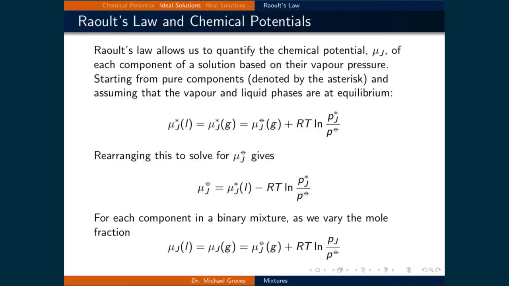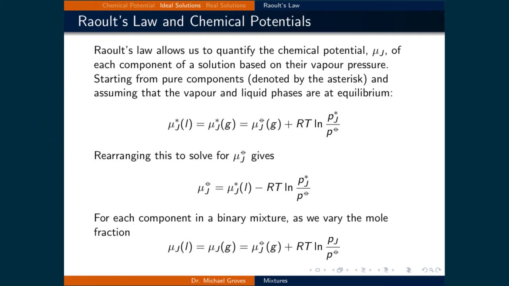Raoult's law also allows us to quantify the chemical potential, mu sub j, of each component of a solution based on their vapor pressure. Starting from pure components denoted by the asterisks, and assuming that the vapor and liquid phases are at equilibrium, we can say the chemical potential of the pure liquid substance is equal to the chemical potential of the pure gas. This is also equal to the standard chemical potential of the gas plus RT times the natural logarithm of the partial pressure of the pure component divided by the standard pressure.